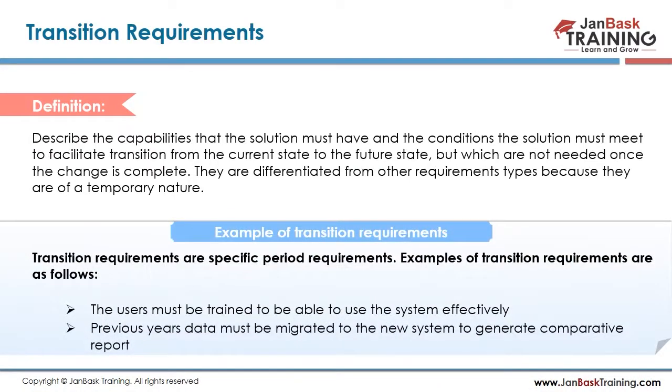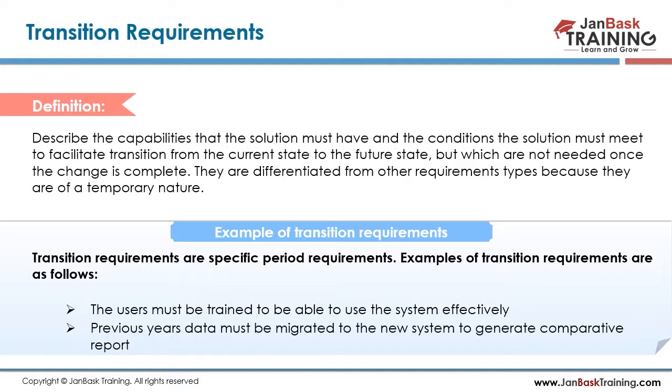Now in the transition requirements, we identify and describe the capability of the solution, or under what conditions the solution will meet, to facilitate the current state or the future state. Transition requirements are very specific period requirements. Examples: the user must be trained and be able to use the system efficiently. Previous year's data should be migrated to the new systems and corporate reports.